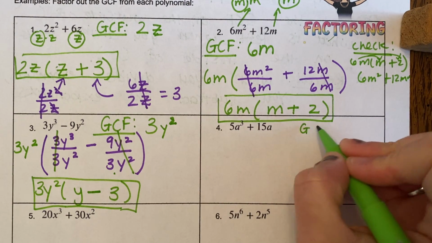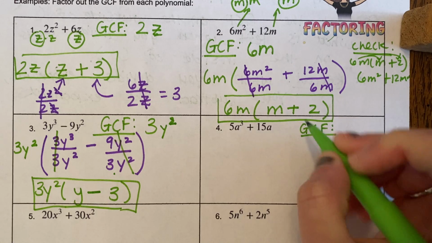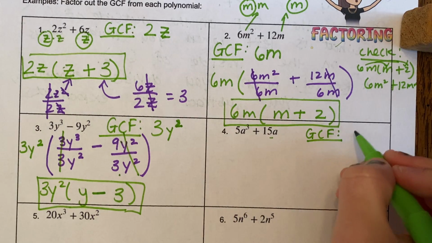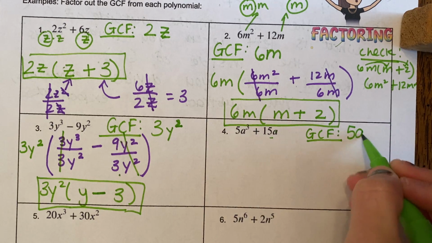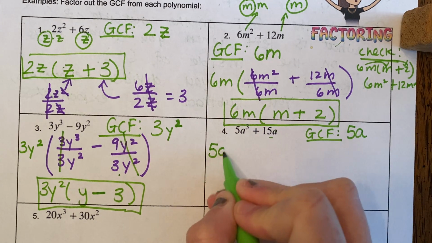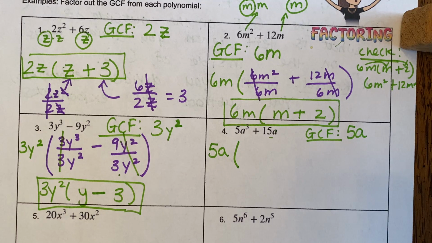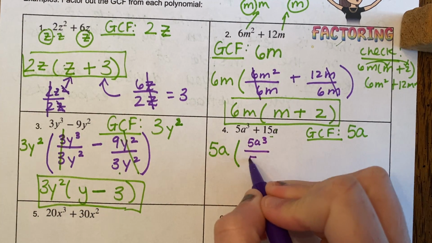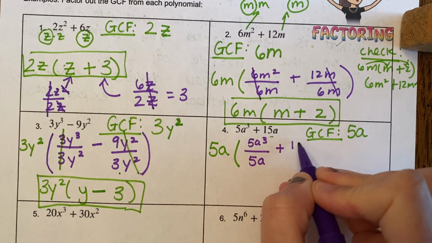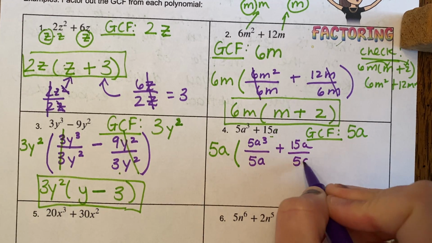So let's see, what's my GCF here? Definitely going to pull out a 5 from both. So I can pull out 1a. So I'm going to factor out a 5a. So I'm left with 5a cubed divided by 5a, plus 15a over 5a.